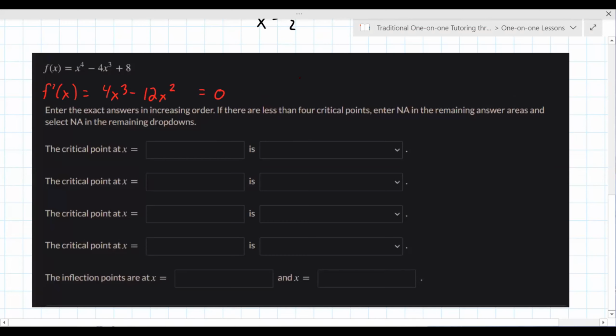So in this case, you can factor out 4x squared. So you end up getting x minus 3. And you can see that there's a critical point at 0, because that's when 4x squared equals 0, and then one at 3. So the critical points are at 0 and 3. And then it looks like it would go NA, NA.